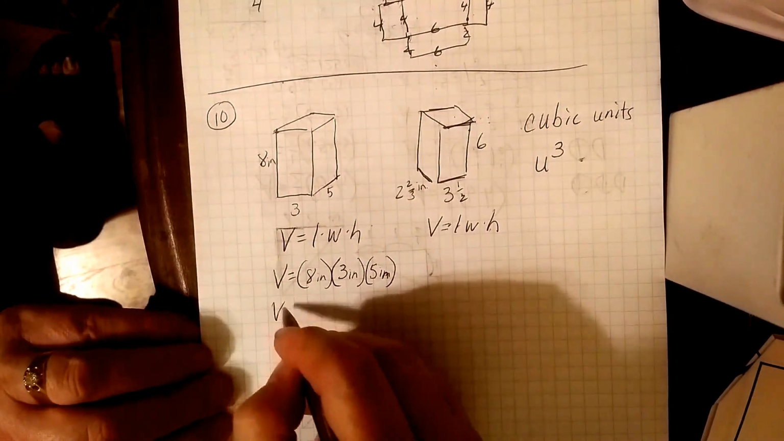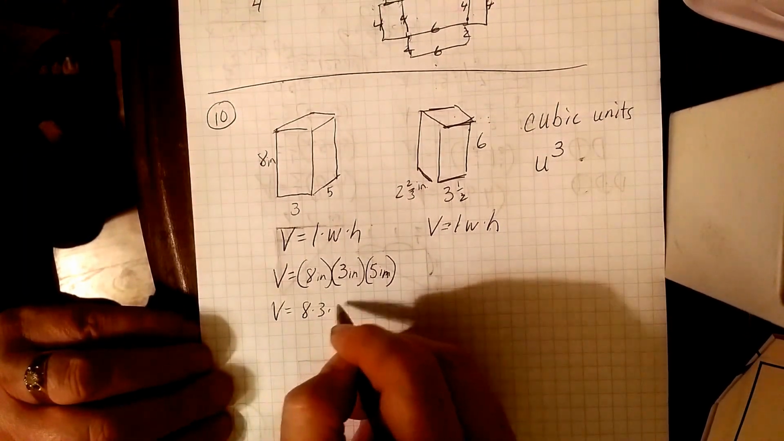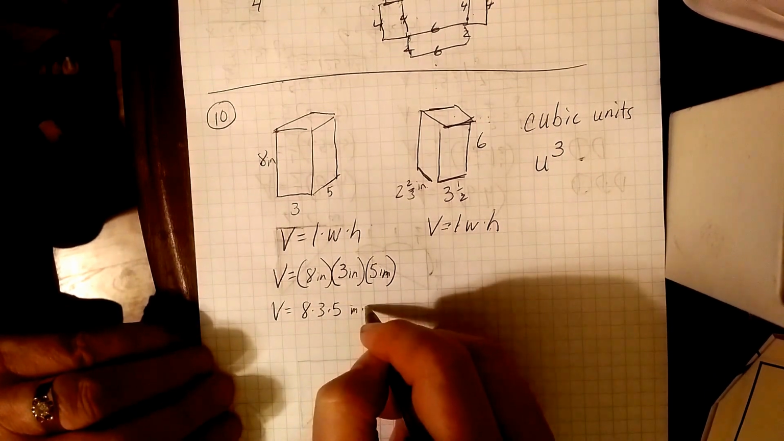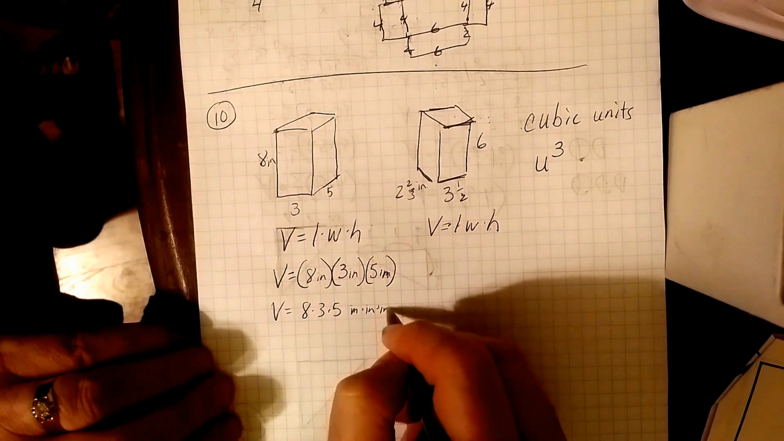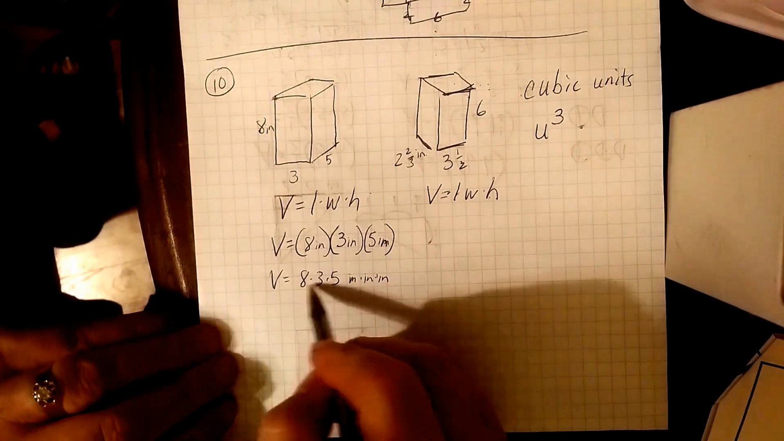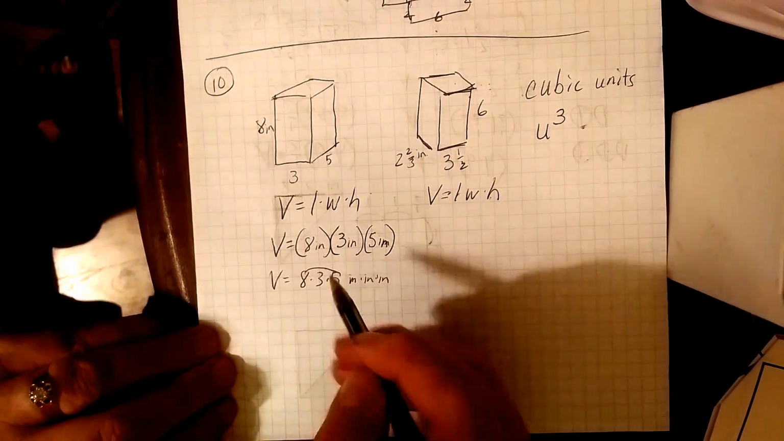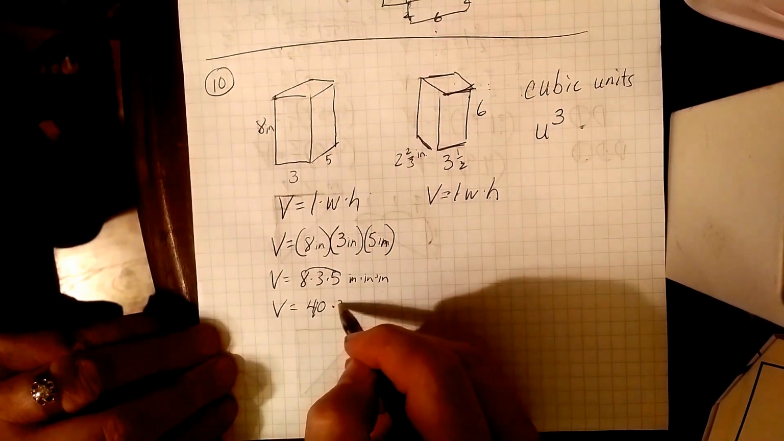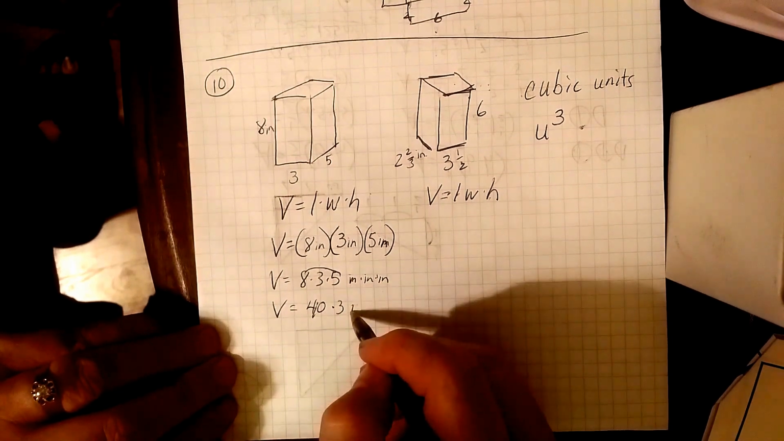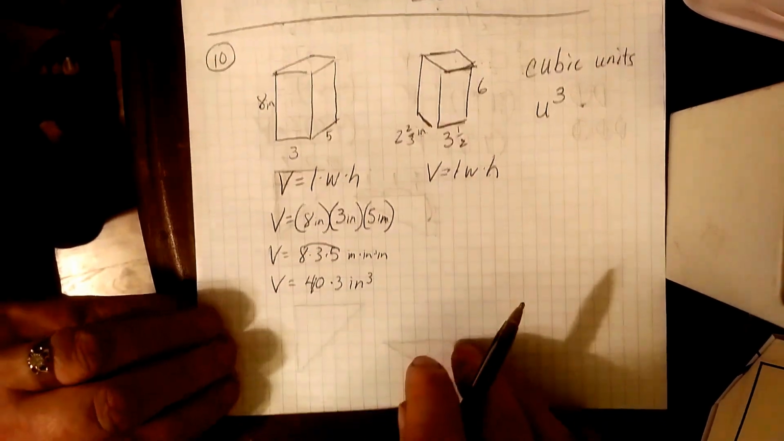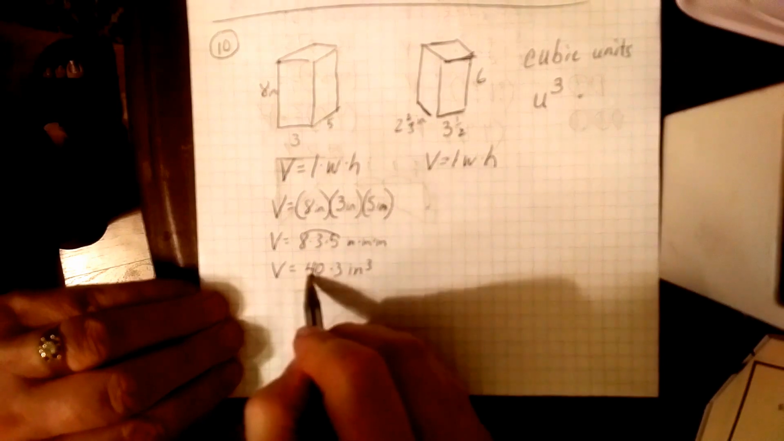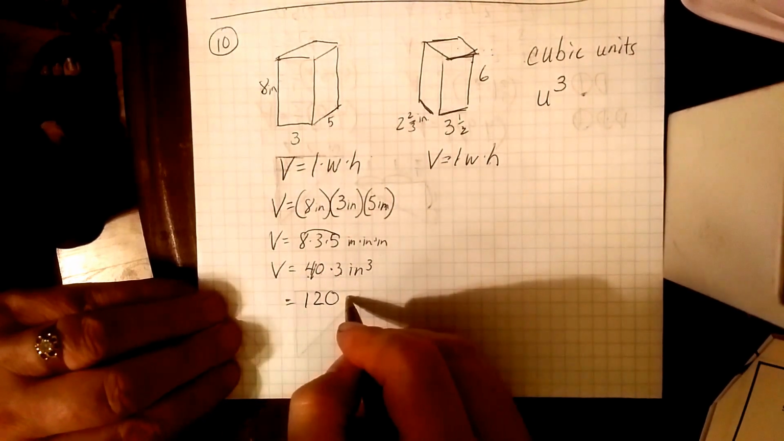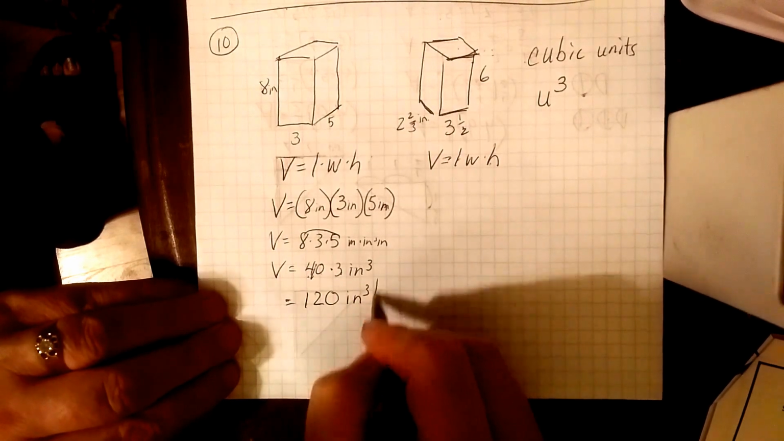So we can just write down all three. And then we're going to multiply 8 times 3 times 5, and inches times inches times inches. So here, I can do these in any order. I'm actually going to do 8 times 5 first, because that's 40 times 3. And then inches written 3 times is inches cubed. And now that I have 40 times 3, I can do 3 times 4 is 12 and add the 0. I get 120 inches cubed.